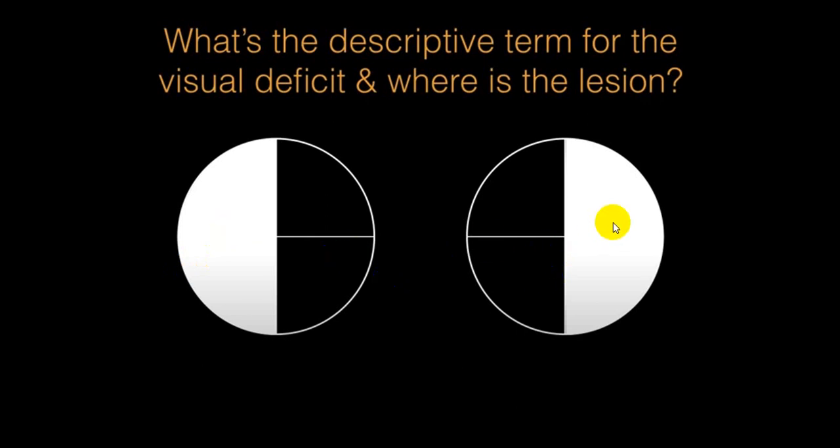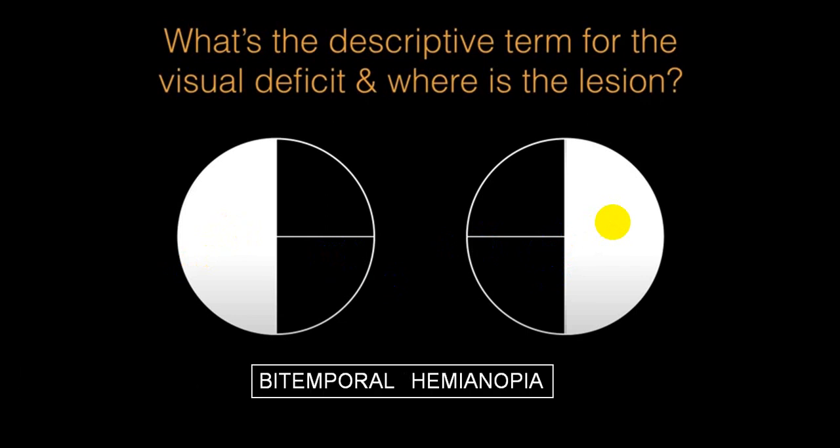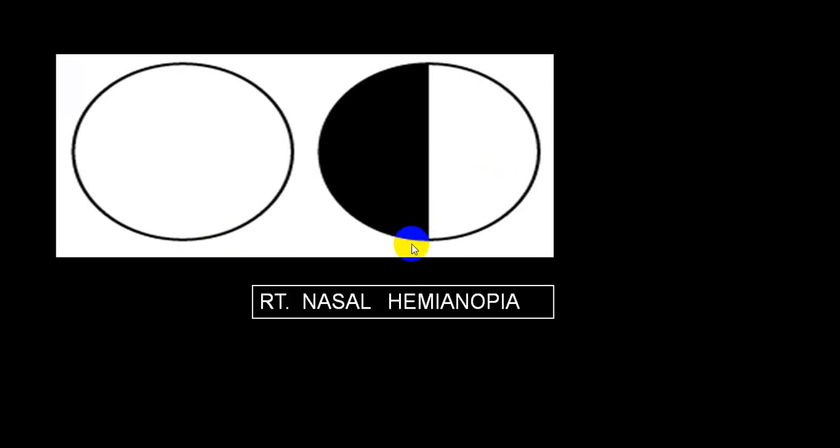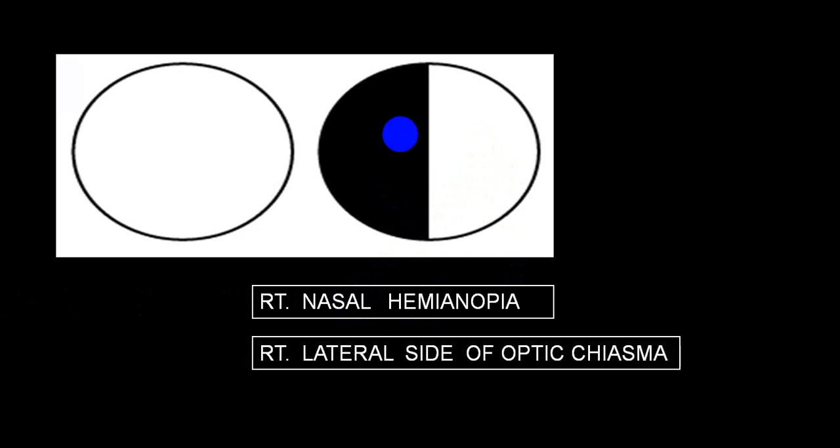This will be bitemporal. Bitemporal means both nasal fibers gone. So optic chiasma, bitemporal hemianopia. So the central part of the optic chiasma. Here, left eye completely gone and right eye temporal gone. So right eye nasal hemianopia. So the lateral side of the optic chiasma on the right is damaged because this is gone. Black is gone.